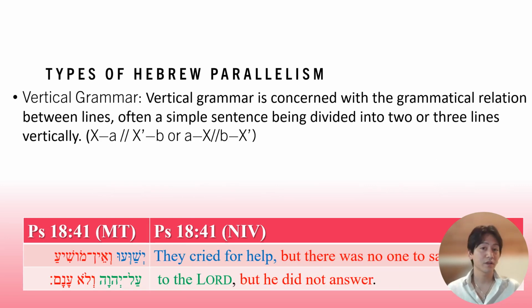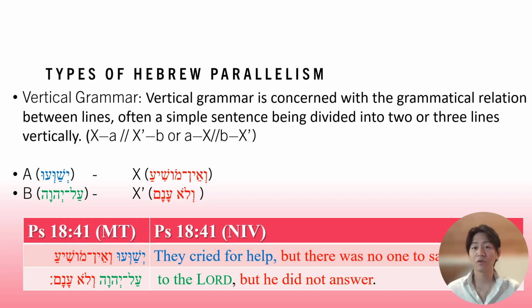The last grammatical parallelism, or Hebrew literary feature, that I would like to introduce is called vertical grammar. Vertical grammar is almost like ellipsis, in which it seems like the second line is dependent on the first line and is borrowing elements from the first line, but yet they differ slightly. Vertical grammar is concerned with the grammatical relationship between the lines, often a simple sentence being divided into two or three lines vertically. What this means is that the first and second line are not saying two individual, distinct things. Instead, the first and second line should be read as if it's one single sentence.